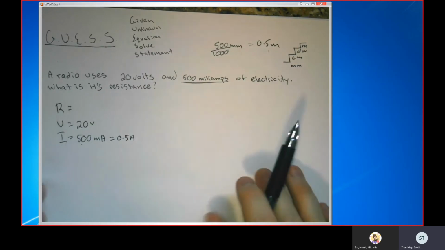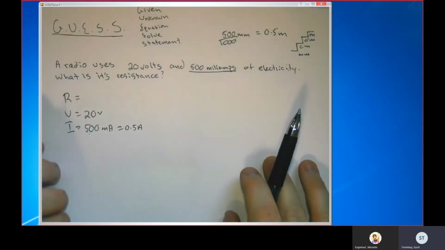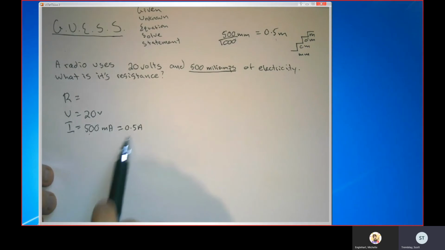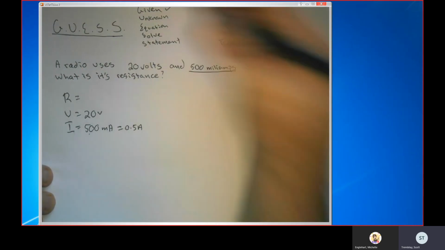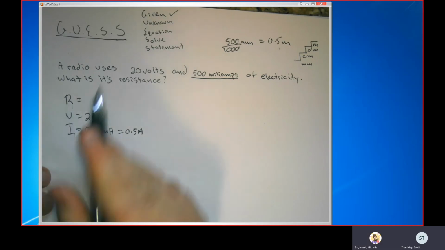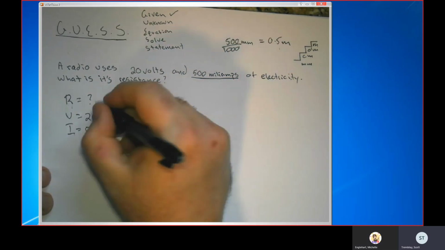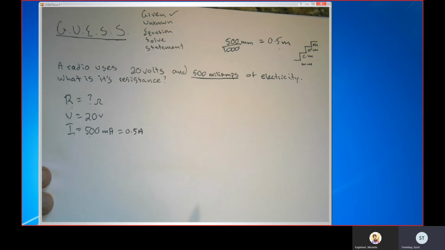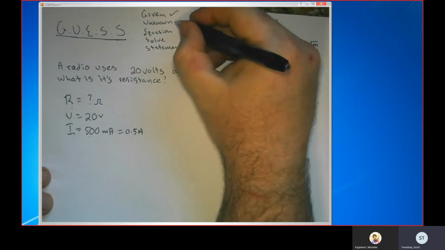Okay. So if you don't remember that, you can go back and review that information. But nonetheless, here we go. I've now done the given. What's my unknown here? Well, it's going to be resistance. So I just put a question mark, and you can put the unit for good practice, although if you don't put that in there, I'm not going to be too particular about that.